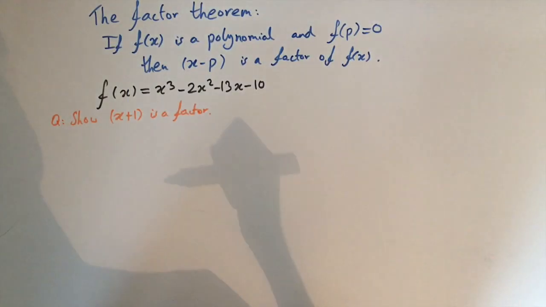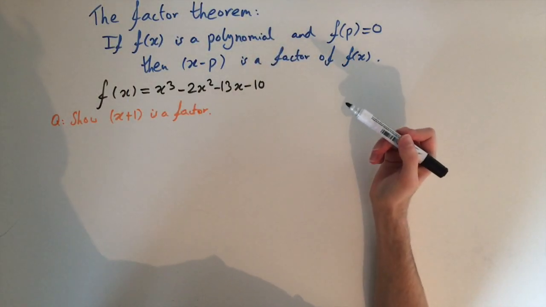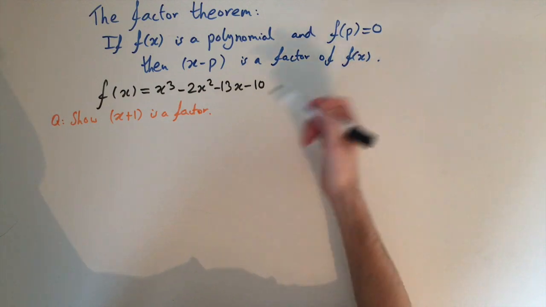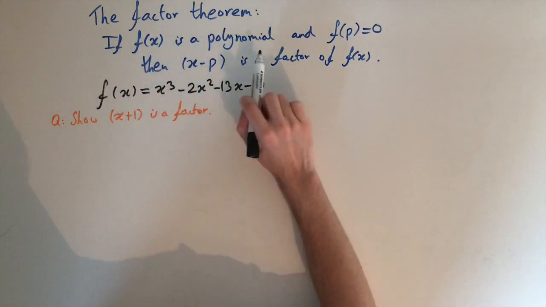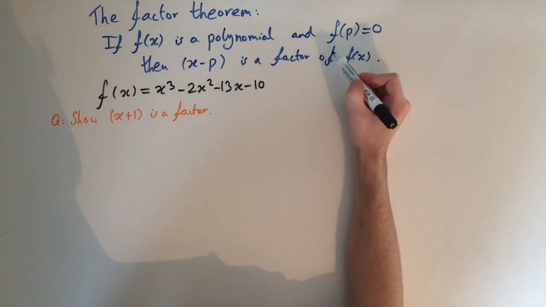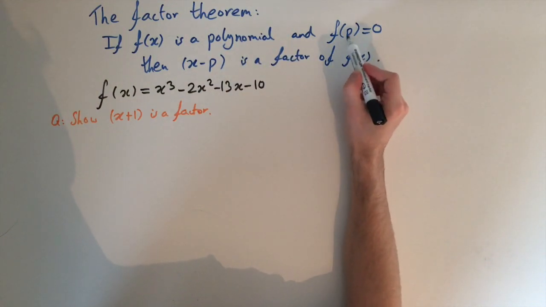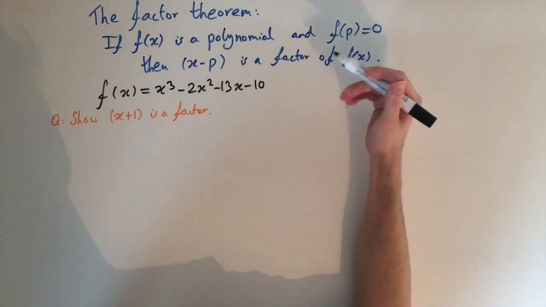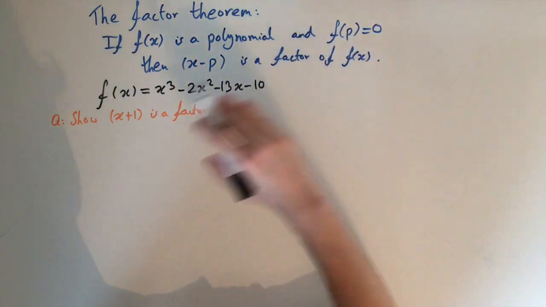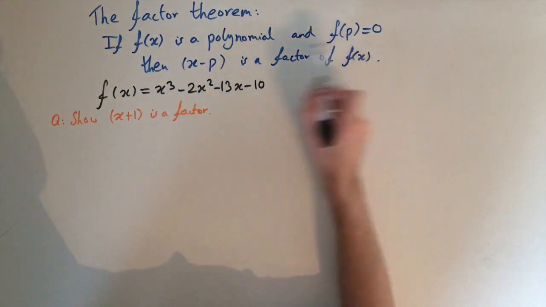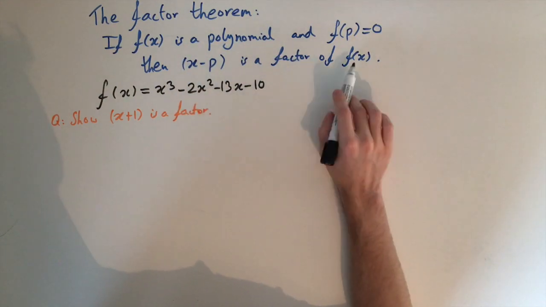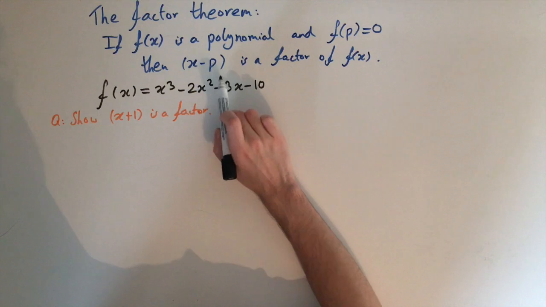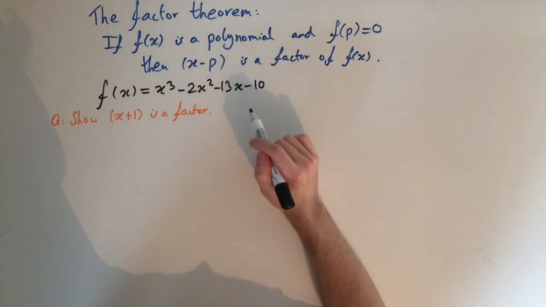Okay, so today we're talking about the factor theorem, and this is a very important theorem because it helps us to factorize polynomials. It states that if f of x is a polynomial and f of p equals 0, so p is a root, think of a polynomial going through the x-axis at p, then x minus p, this linear term, is a factor of f of x. So this actually divides perfectly into this polynomial.